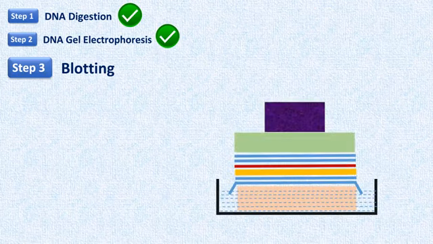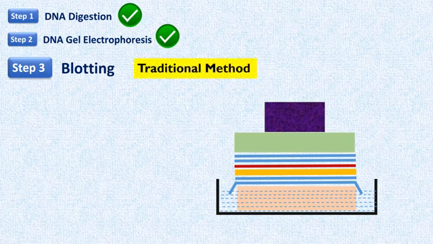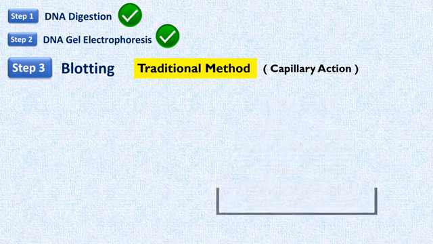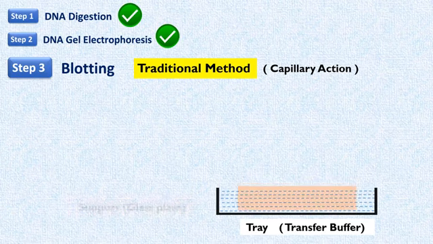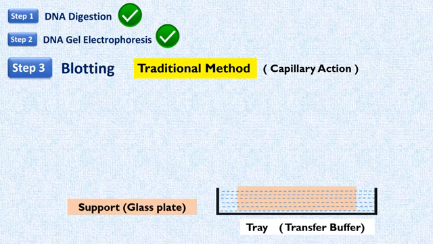You all must have come across this diagram showing the transfer step of Southern blotting in your books. This is the traditional way to transfer the DNA to the membrane. The basis of this transfer is capillary action. Let's have a look at the transfer assembly. This is a tray filled with a suitable transfer buffer. A support for gel and membrane is kept in this buffer. This is usually a glass plate.